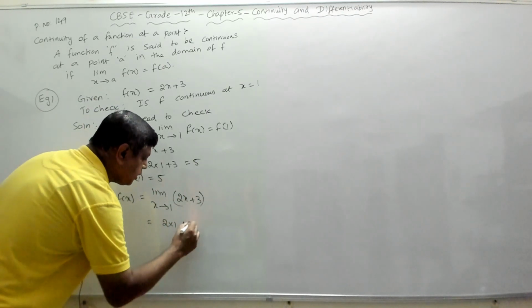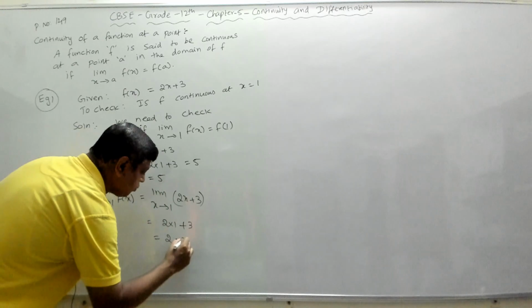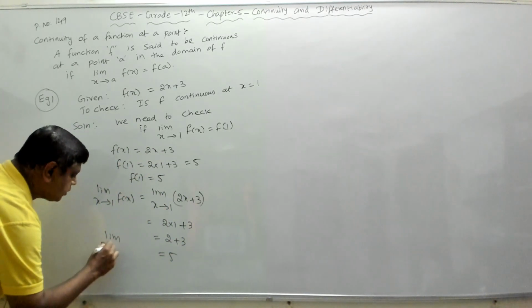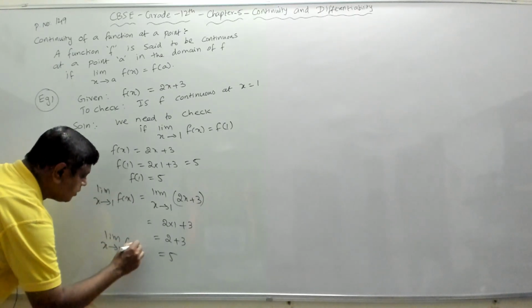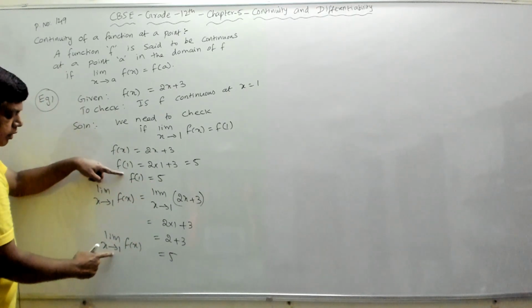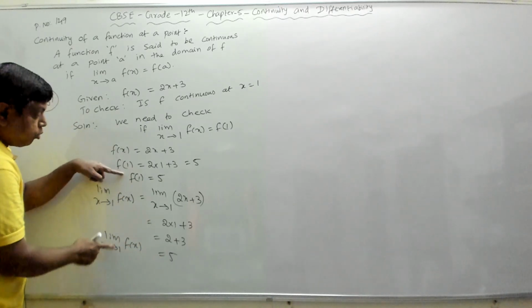2 into 1 plus 3, which is 2 plus 3, which is 5. So what is the value of limit x goes to 1 f of x? That is also 5. And f of 1 is also 5. So f of 1 is 5. Limit x goes to 1 f of x is also 5.